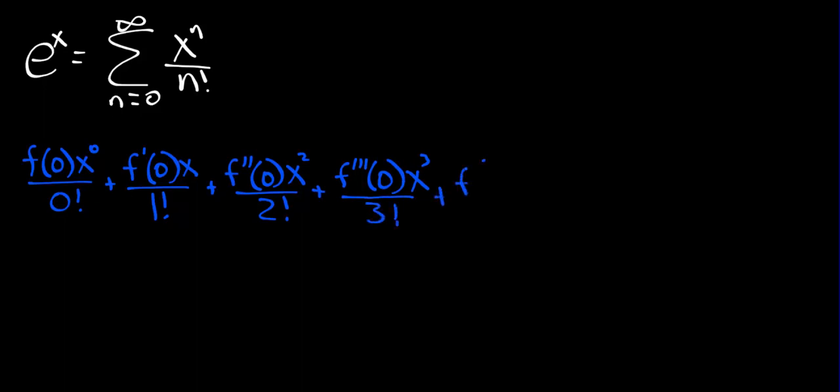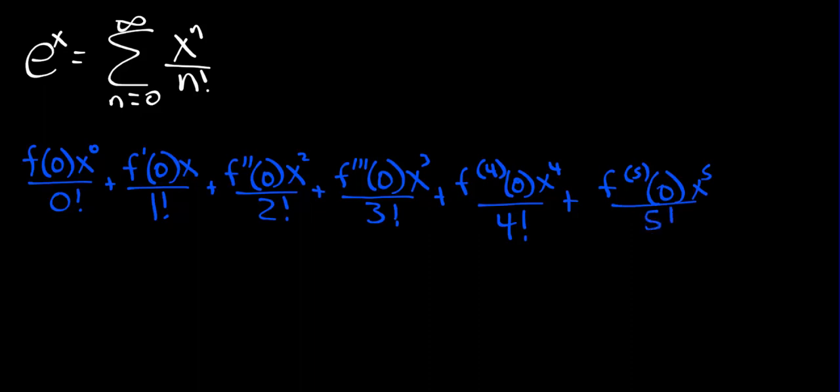Then you've got the fourth derivative. And we'll do one more, the fifth derivative. And at this point, I think we'll see a nice pattern here. Okay, so we want to simply figure out what each one of these terms is, and then we can say, okay, this is the Maclaurin series expansion for sine.